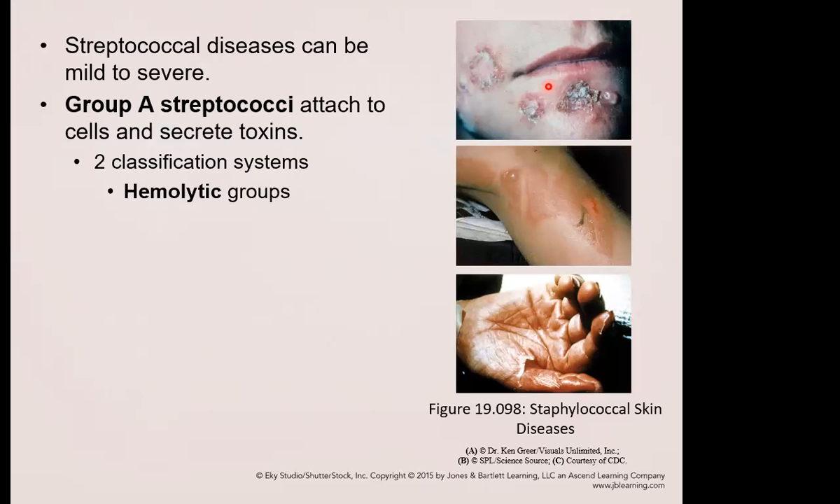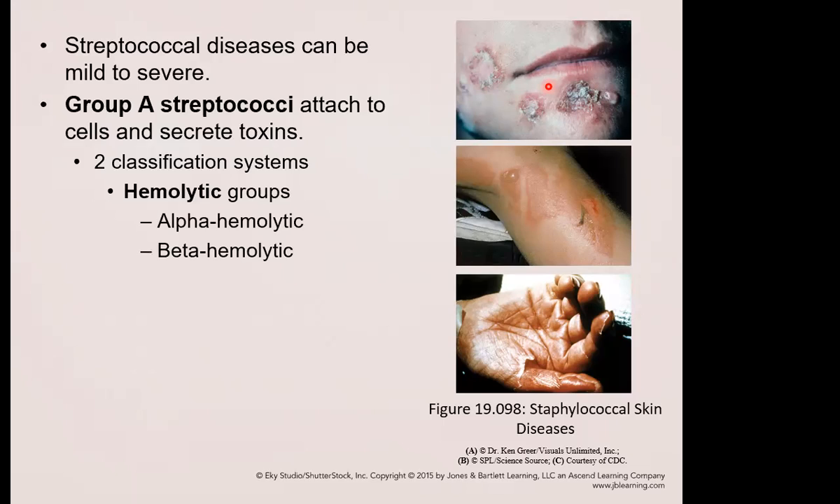All right, we talked about group A strep being the ones that you all are probably going to encounter in the hospital setting. So we can take our streptococcal bacterial pathogens and split them by their ability to break open red blood cells, called hemolysis.